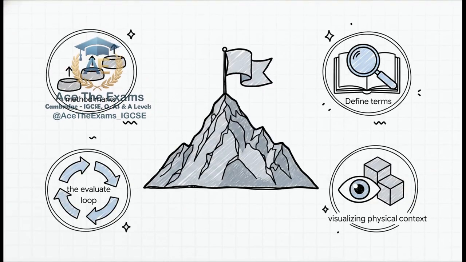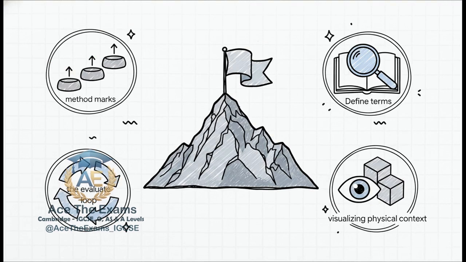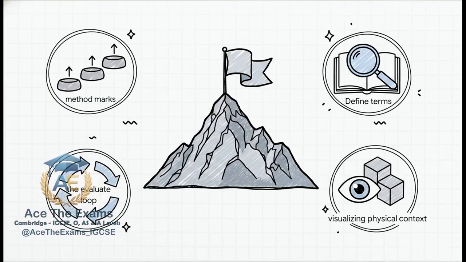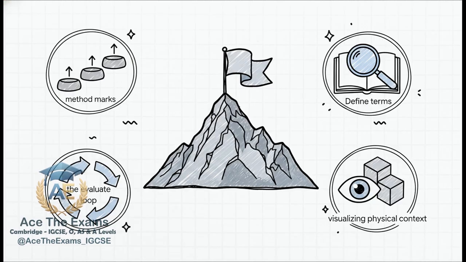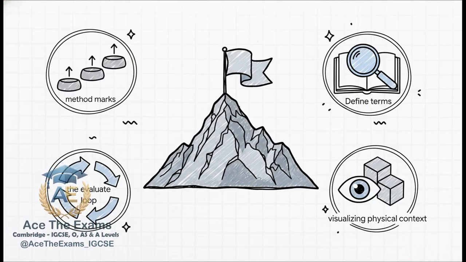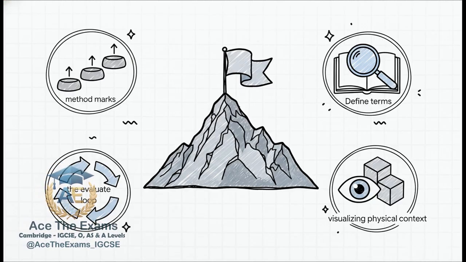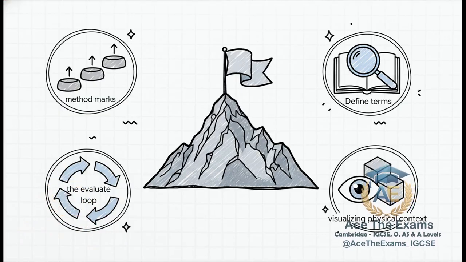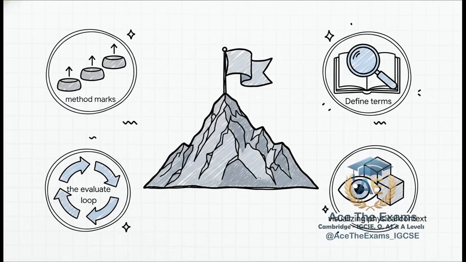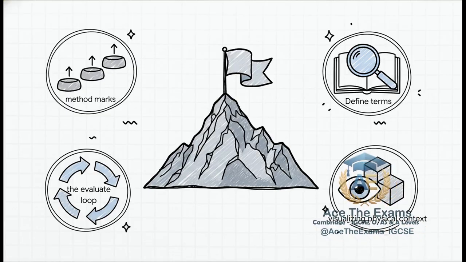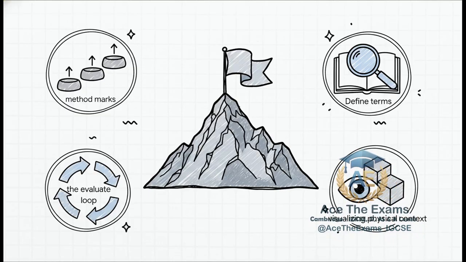Let's do a quick recap to really lock in this new exam strategy. To completely conquer W=FD cos theta, you've got to do 4 things. First, apply the method mark strategy by visibly showing your step-by-step reasoning. Second, use the deconstruct, solve, evaluate loop to catch those silly errors and prove your analytical depth. Third, precisely define your terminology. And above all else, avoid superficial breadth by truly visualizing and understanding the real-world physical context of the problem.